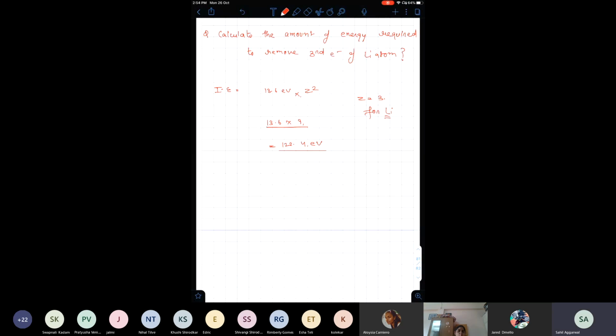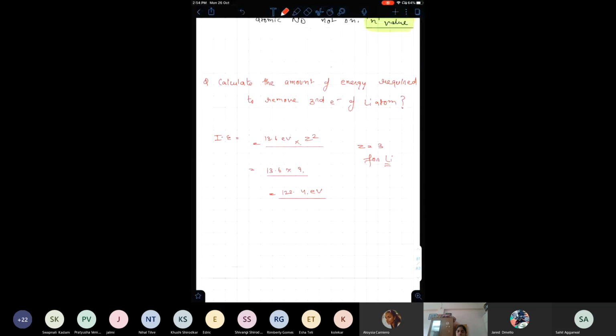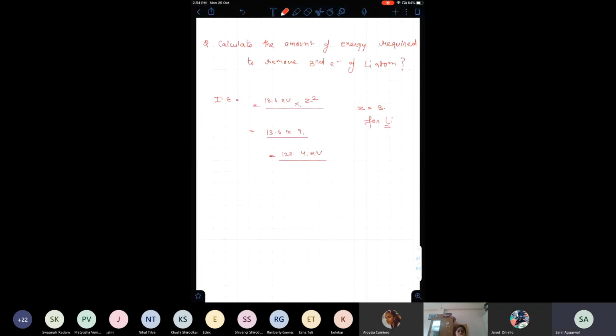Okay. Now, what Pratyusha has done, I think she has divided it by some value. प्रत्युषा आपने क्या किया? डिवाइड किया इसको 4 से। And Archana, आपने क्या किया? Why you divided it by 4, Pratyusha?